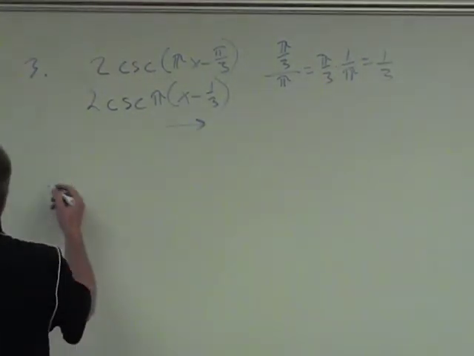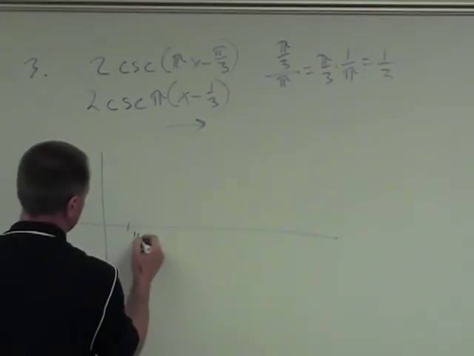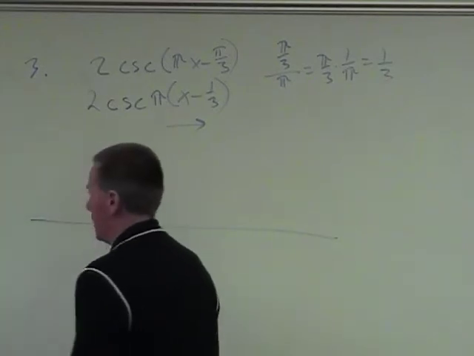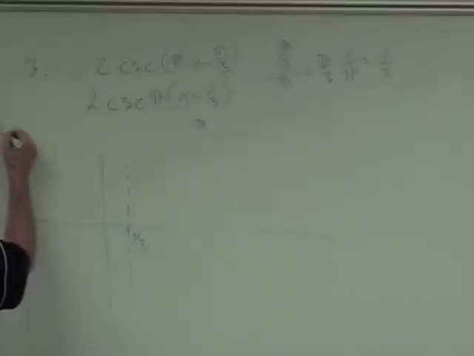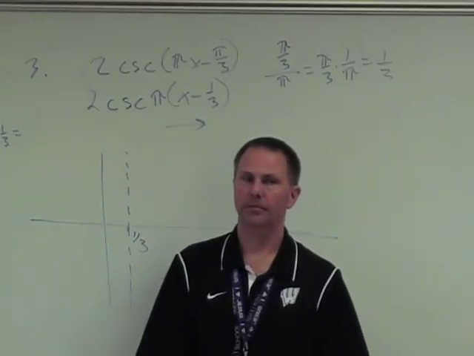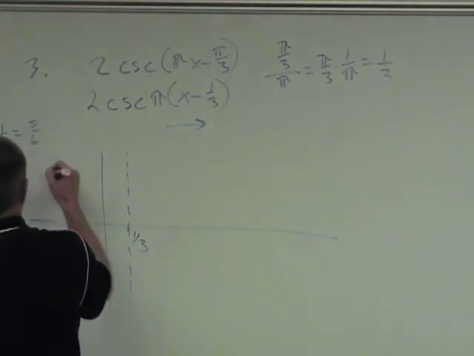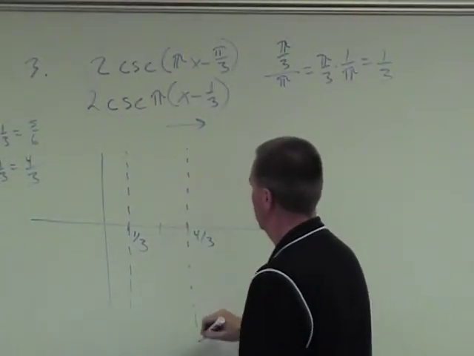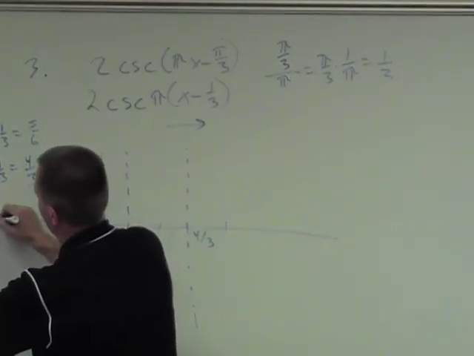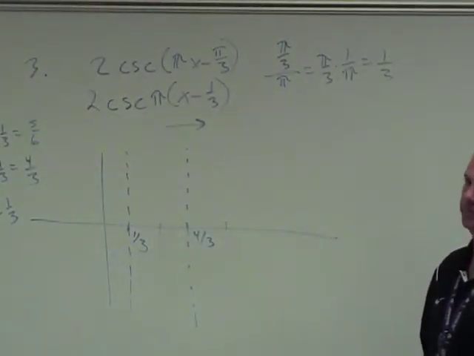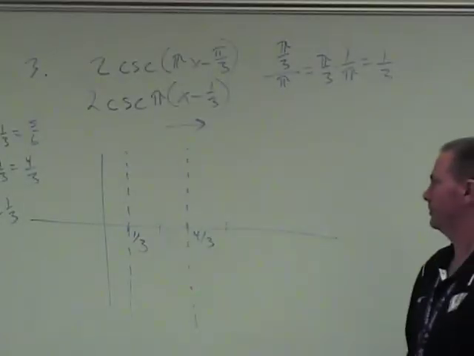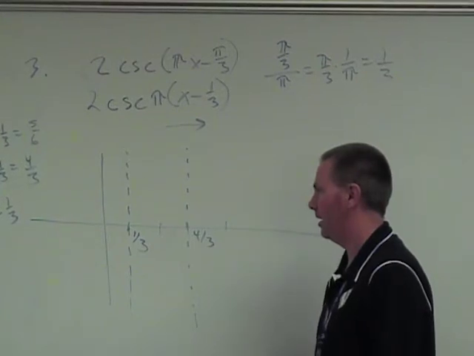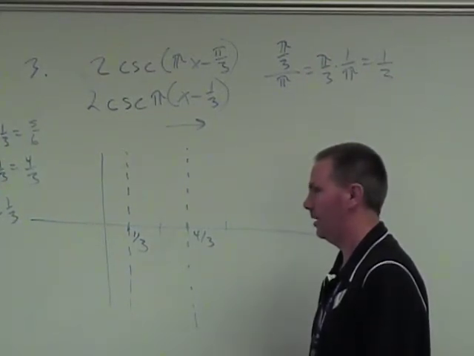Shift to the right by 1/3. You're gonna add 1/3 to every x value you used in that graph. 0 plus 1/3 is 1/3. So 1/3, that's where the new asymptote is. 1/2 plus 1/3. 1 plus 1/3 is 4/3. 3/2 plus 1/3.